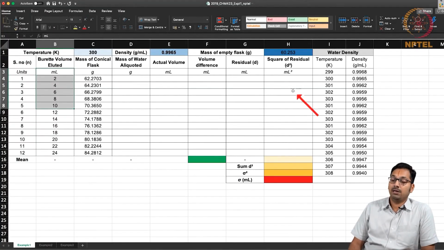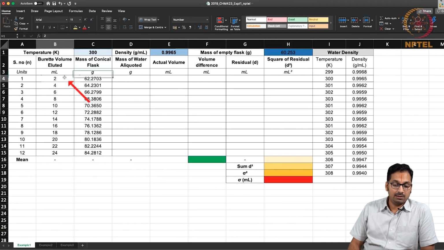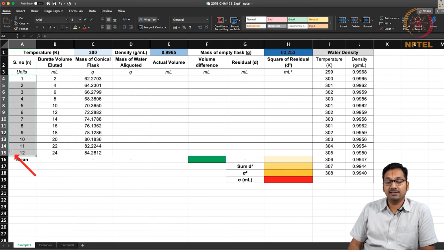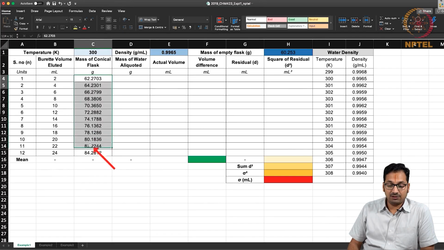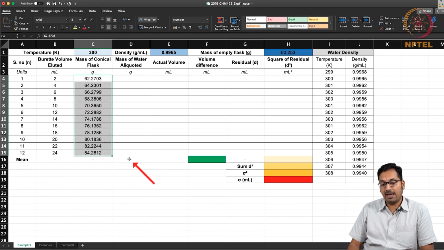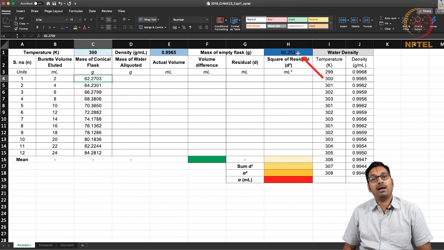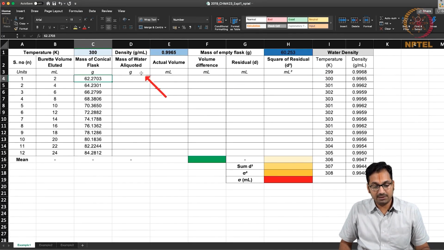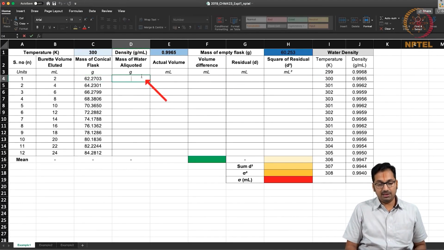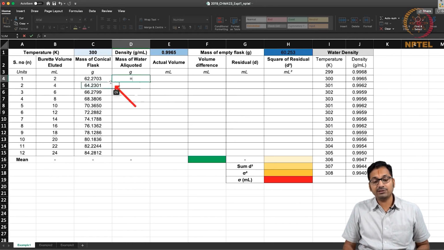Let us say that after the scientist has carefully determined the empty weight of the conical, he ends up adding 2 ml aliquots each time to perform 12 such experiments. Here n is equal to 12, and he is also able to measure the mass of the conical as a function of the volume that has been added. As you can see, this comes up with the mass of the conical. So the first step here is to take the difference in each of the steps so as to understand how much volume has been added.